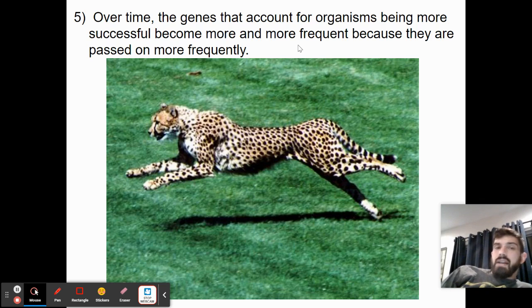Number five, over time, the genes that account for organisms being more successful become more and more frequent because they are passed on more frequently. In other words, if, for example, this cheetah is one of the fastest cheetahs there are, and it's that way because of a gene it has, it's very likely to survive and have offspring and pass on that gene. So the likelihood that that gene is passed on is increased.